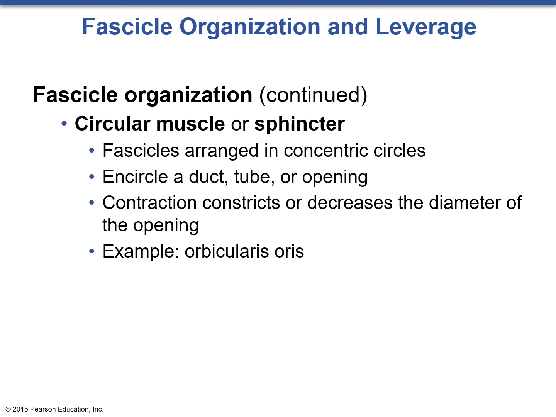The final type that we'll talk about is a circular muscle or sphincter. Circular fascicle arrangements are organized in concentric circles to encircle a duct, tube, or opening. The contraction of this is going to constrict the opening. Relaxation would open the opening. An example of these is going to be the orbicularis oris, orbicularis oculi, and then of course our external anal and urethral sphincter, and then of course we have the diaphragm as well.